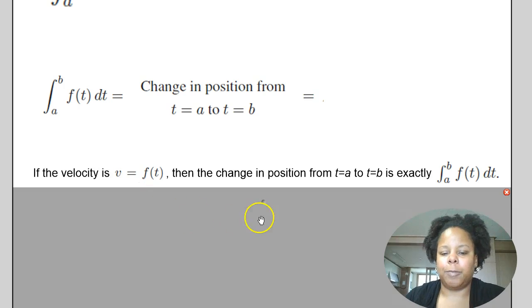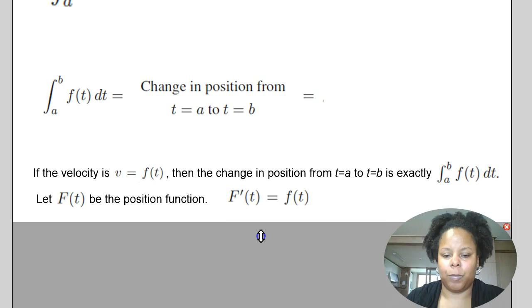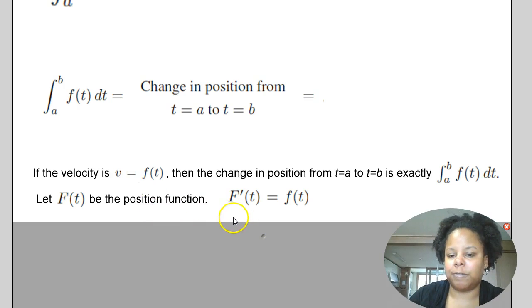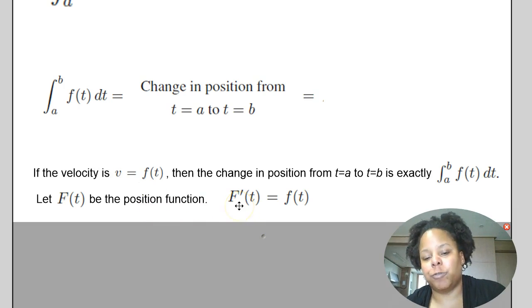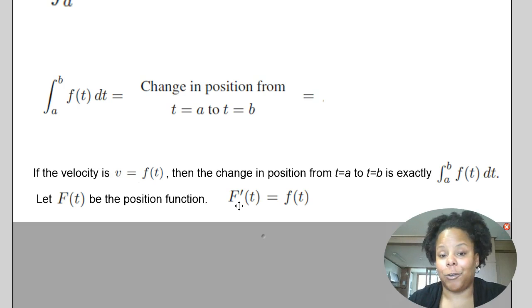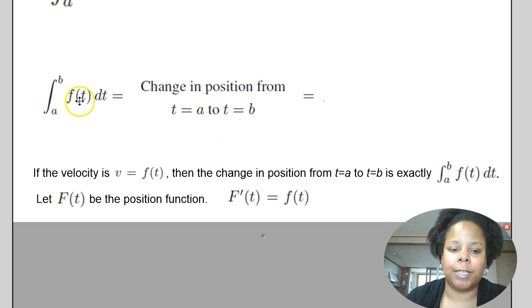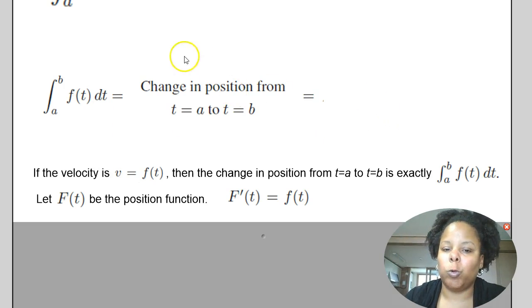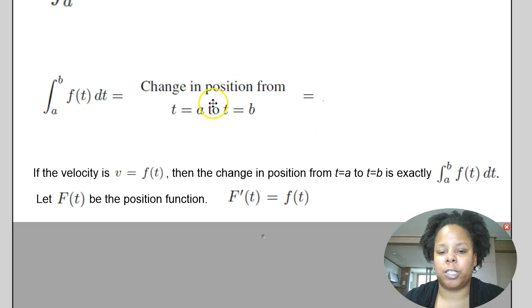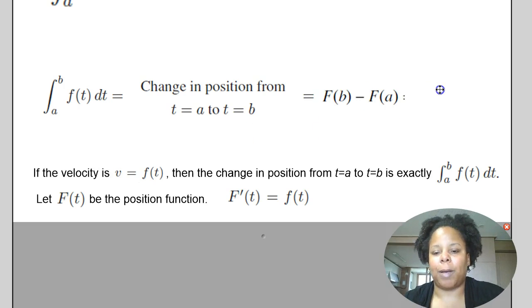So let's say the position function is a function we're going to call big F, such that the derivative of big F is little f. And in this case, the derivative of the position function is the velocity function. So really, when we're talking about the change in position from time equals a to time equals b, we can represent that by the difference of big F of b and big F of a, where a and b are the endpoints.